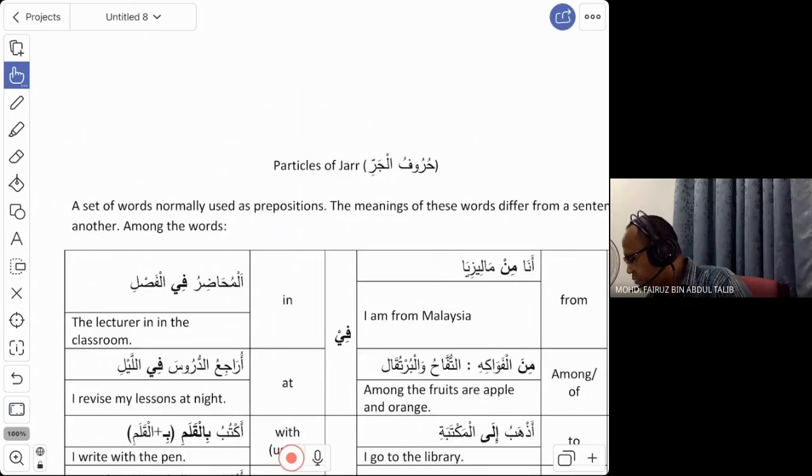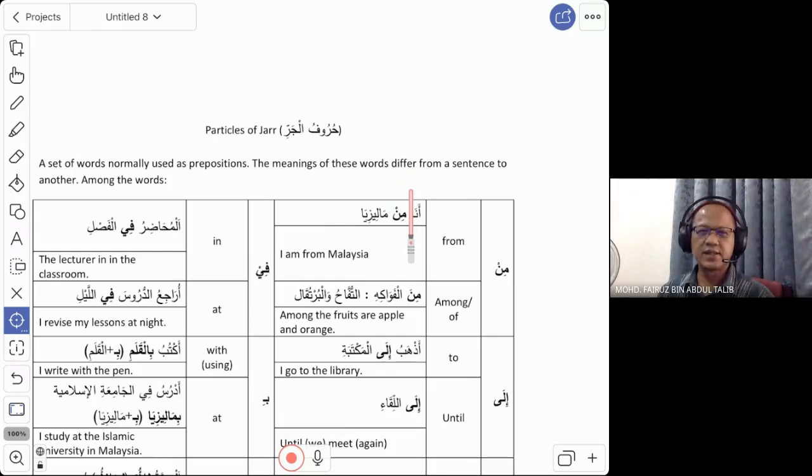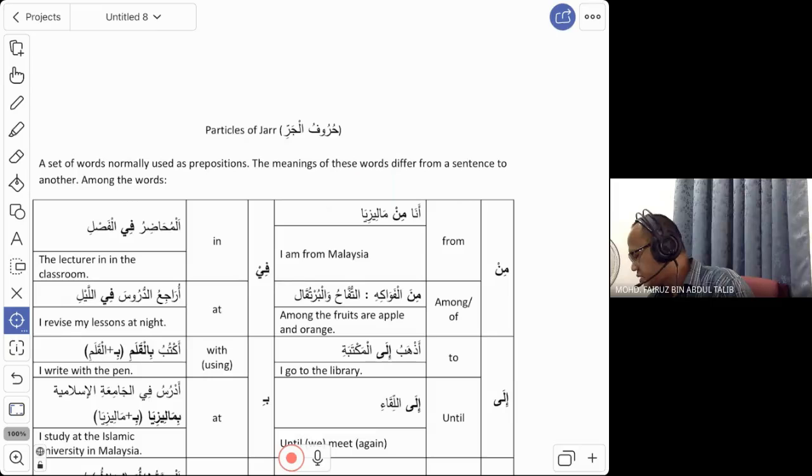Before that, here we say that the meanings of these words can differ from one sentence to another, which means that for all of these words, they don't have one fixed meaning. Sometimes the meaning can change according to the sentence. Sometimes it can change according to the context. Sometimes it can change according to the verb that you use. So when you refer to the dictionary for this huruful jar, you will get different meanings, because of the different contexts in which they are used.